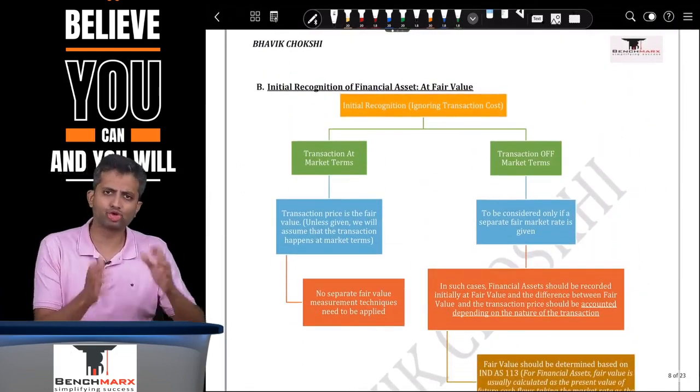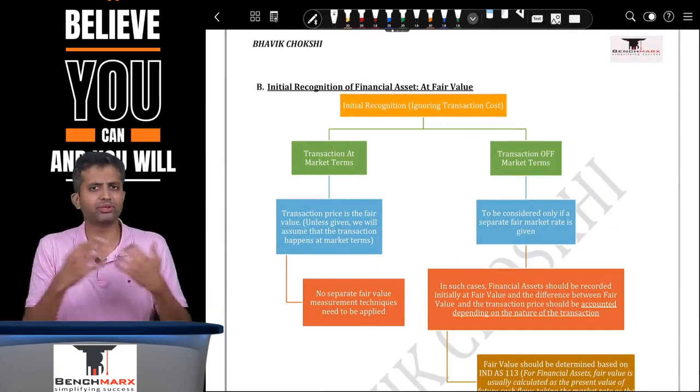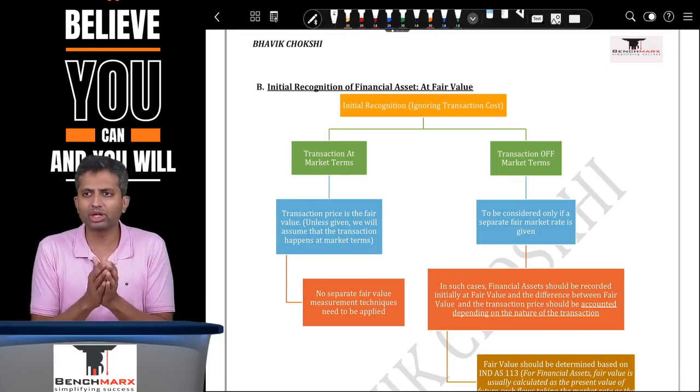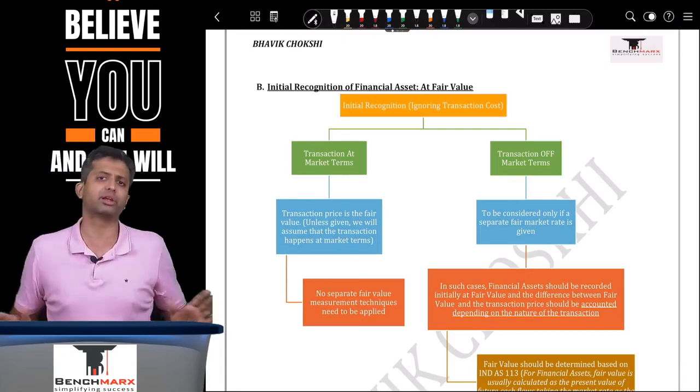Initial recognition, as we said, should be at fair value. If nothing is given, the transaction is at market terms. If it is at market terms, the transaction price is the fair value. A lot of times students are unable to determine whether the transaction is at fair value or not. Well, if nothing is given, remember the transaction is at fair value.